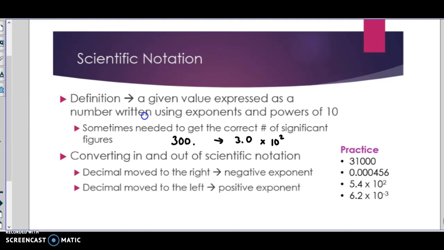You should be able to convert in and out of scientific notation from your math classes. When you move the decimal to the right, it has a negative exponent, and when you move the decimal to the left, it gets a positive exponent. Please pause the video and try the practice problems. Please check your answers. Hopefully you notice that the decimal is always after the first real number, and that if it's a small number, it has a negative exponent, and if it's a larger number, it has a positive exponent.